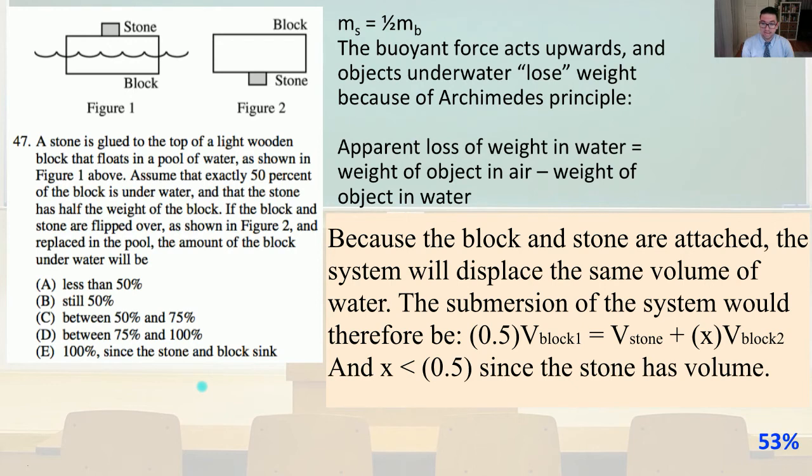The buoyant force acts upwards, and objects underwater lose weight because of Archimedes' principle. The apparent loss of weight in water equals the weight of the object in air minus the weight of the object in the water. So the weight of the object in the water equals the weight of the object minus the weight of the displaced fluid. So, since weight is a force, less would be submerged, and that is answer A.